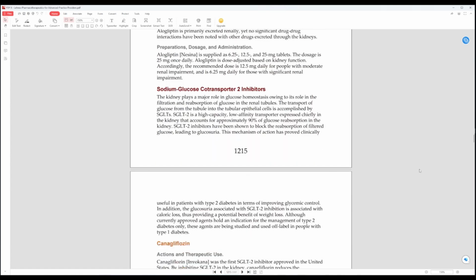Alogliptin is supplied in 6.25, 12.5, and 25 milligram tablets. The dosage is 25 milligrams once daily. Again, the dose is adjusted based on kidney function, and the recommended dose is 12.5 milligrams daily for people with moderate renal impairment and 6.25 for those with significant impairment.